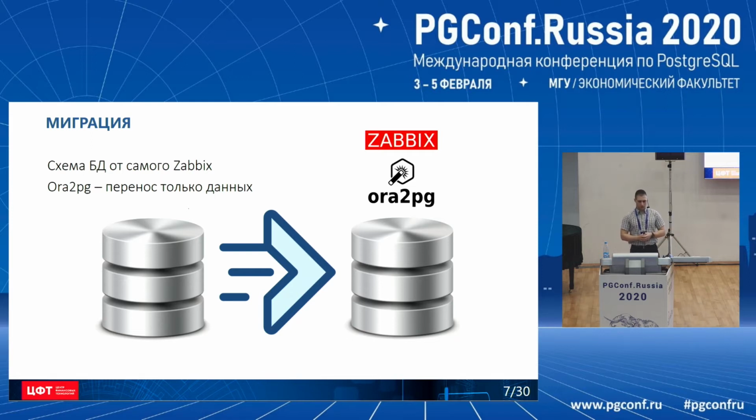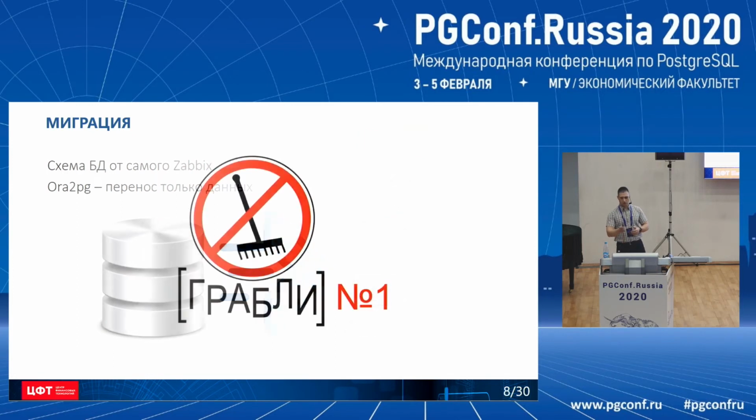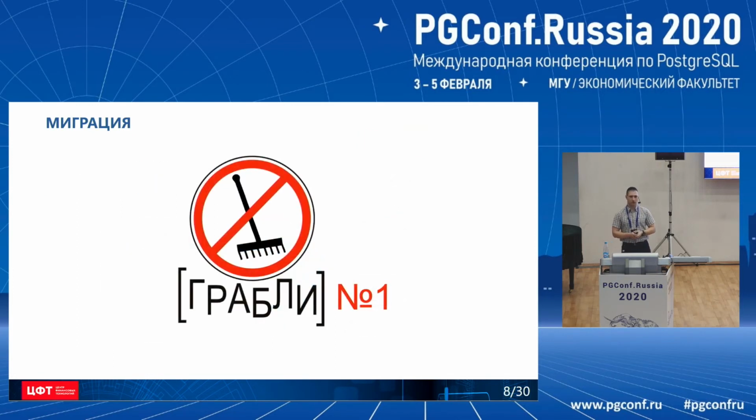And we fairly quickly came to the thought that this schema for our database should not be taken from our database, but we should take the one that is offered by Zabbix itself, but for Postgres, and to use only PG to transfer the data. And it seems easy. And of course, I wouldn't be making the presentation unless we ran into issues.